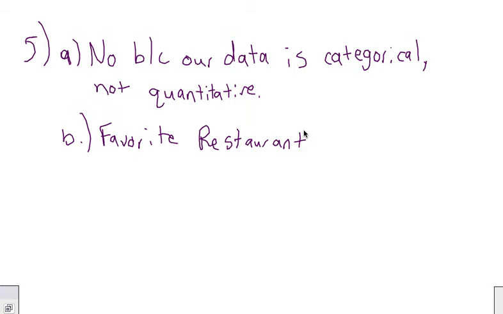Okay, again, that's because it's categorical. You're asking a categorical question. You're not asking someone to rate McDonald's on a scale of 1 to 10. You're asking, what is your favorite restaurant? Their answer is not a number that can be averaged with other numbers. It is a category they're falling into.